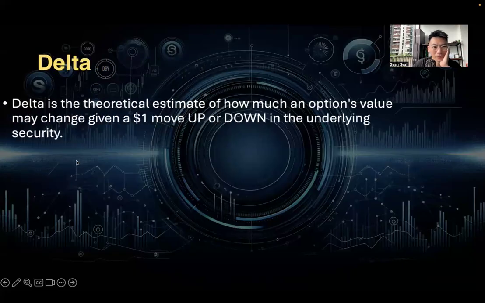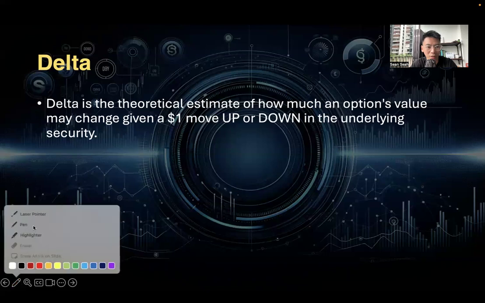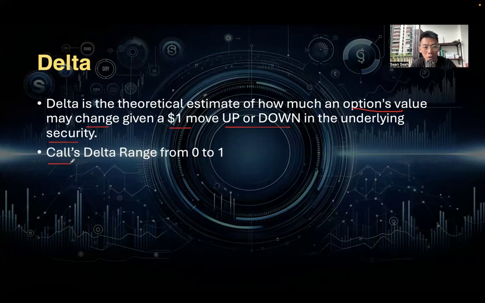Okay, so for delta, this is the definition: delta is the theoretical estimate of how much an option's value will change given a $1 move up or down in the underlying security. Meaning, if the stock price moves up, how much will the option's value move? If the stock price moves down, how much will the options premium move? In this case, I want to share with you that for a call option, the delta ranges from 0 to 1, and for a put option, the delta ranges from -1 to 0. Now let me show you an example and it becomes a lot clearer.